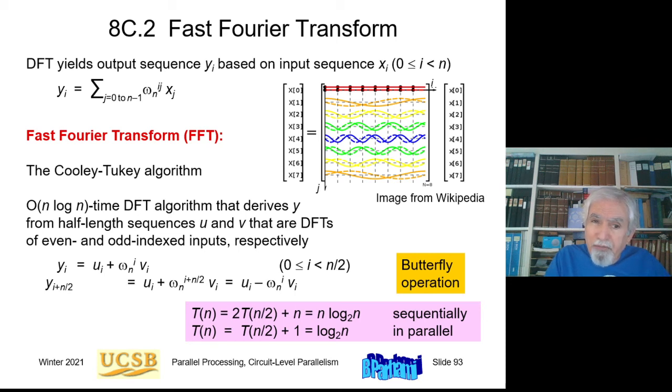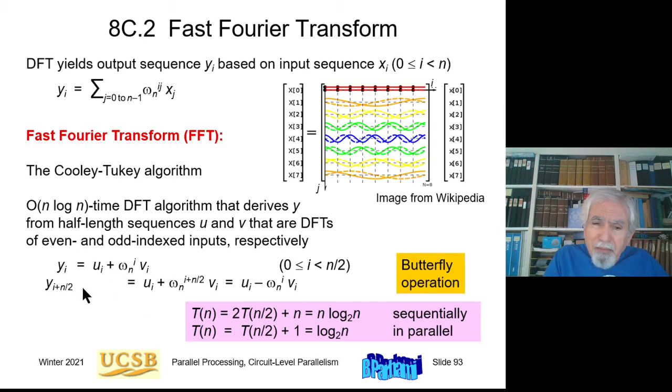So it's a recursive structure, okay? If you have 8 inputs, you do 4 input Fourier transforms, computing the U's and the V's. Now for 4 input Fourier transforms, you do 2 input Fourier transforms and so on. You apply this recursively. And then yi, the ith output in the original Fourier transform, is ui plus some weight times vi. So once you have these two half Fourier transforms, you can compute the original outputs.